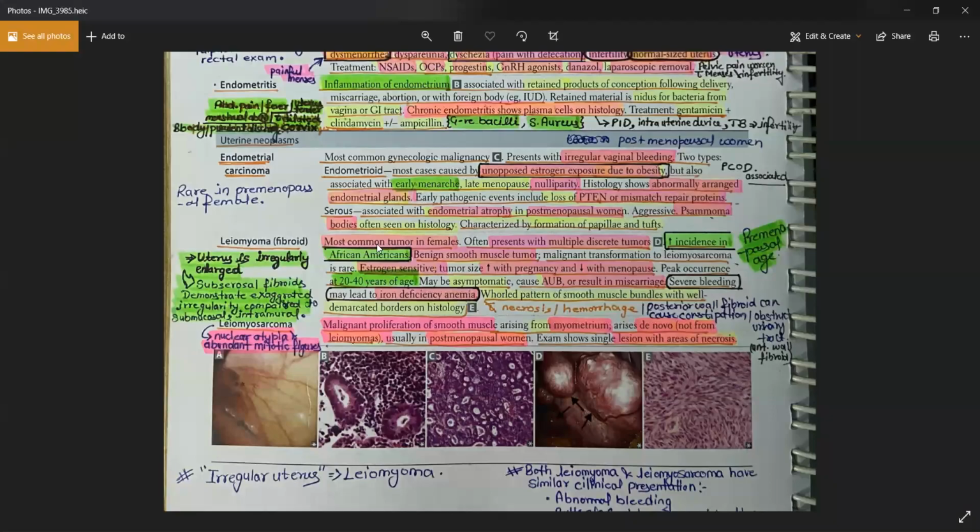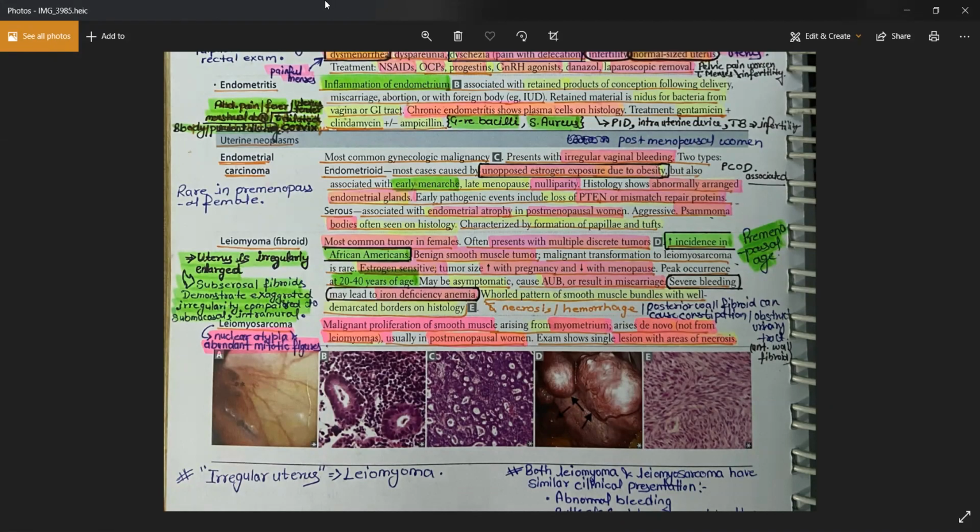What you will have, this could arise from multiple locations. It could be subepithelial, which is present just below the endometrium. It could be intramural, which is present inside the muscle layers, or it could be subserosal.